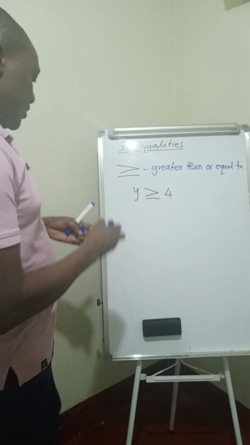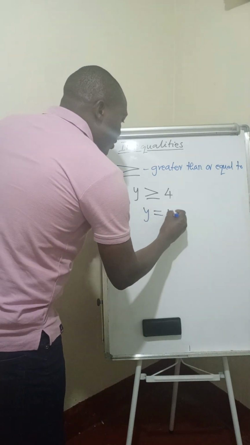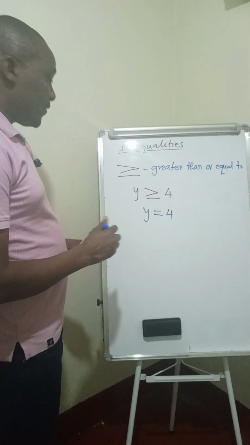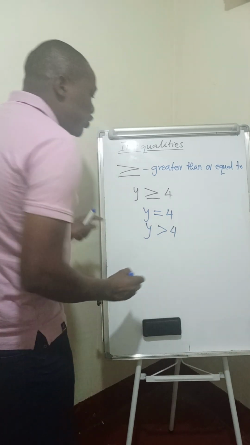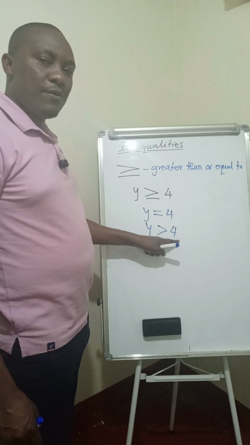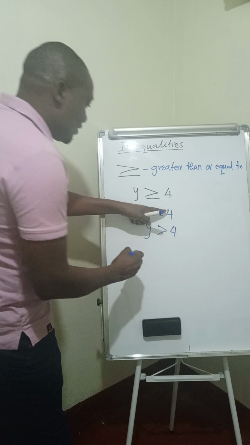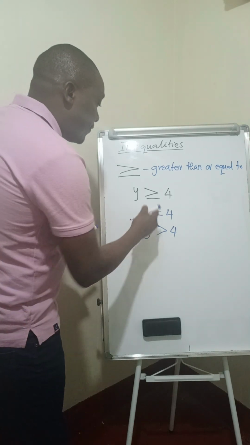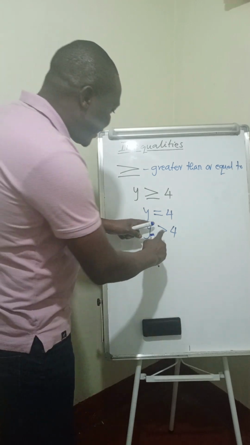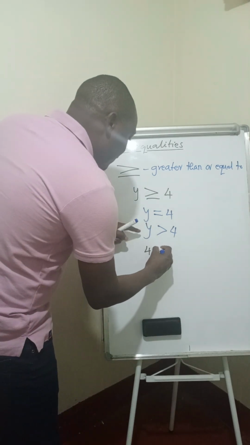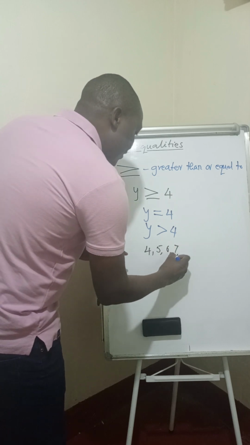What does this one mean? We can have the value of y equal to 4, or y greater than 4. So any number greater than 4 can be the value of y. Suppose we list them: the value of y can be 4, y is equal to 4, or any number greater than 4. We can have 5, 6, 7, etc.